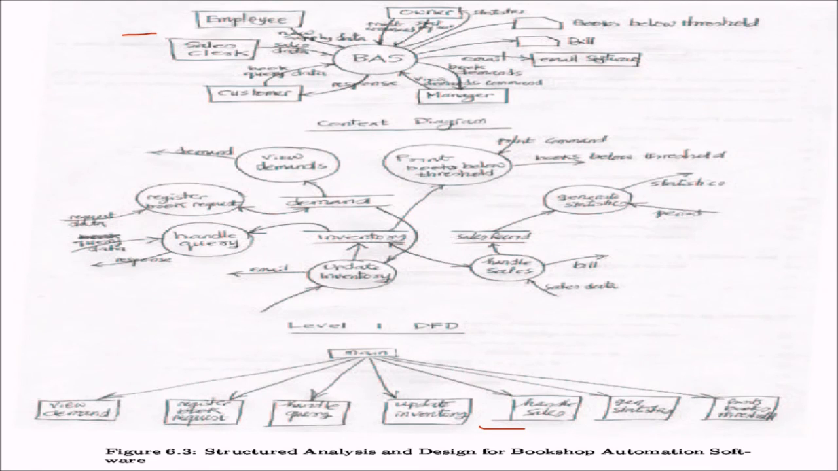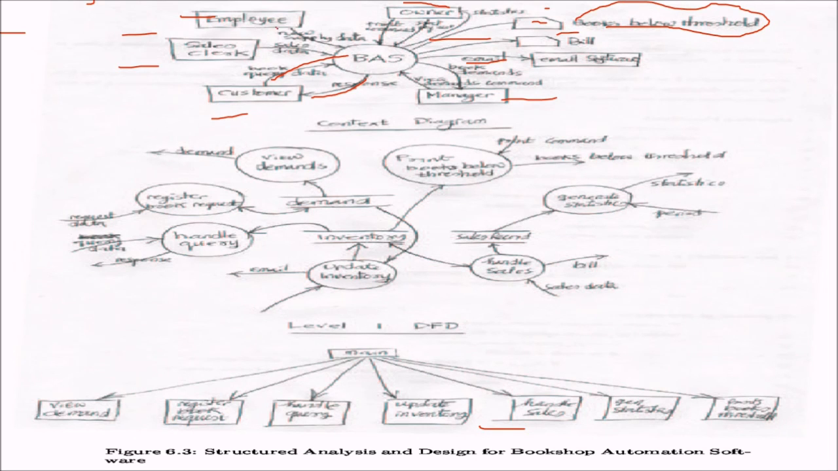So this is how we make the context diagram here. This is the BAS, and what are the entities here? Employee, sales clerk, customer, manager, and the owner. So we have various different interactions. Like the customer can query the BAS and get the response. And say email, signature is there, bill is there, and books which are below threshold. These are different functions.